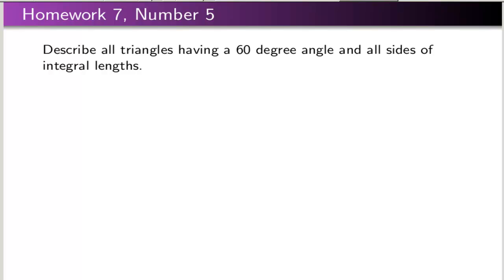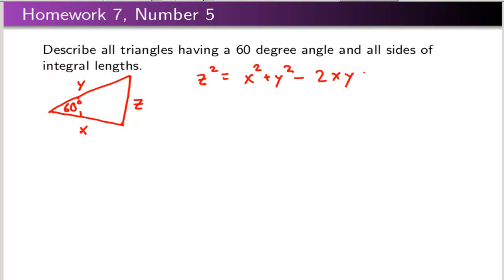Describe all triangles having a 60-degree angle and all sides of integral lengths. Okay, so they don't have to be right triangles, they just need a 60-degree angle here. Call the sides x, y, and z. And okay, so what type of equation do we get here? We have the law of cosines. So z squared is x squared plus y squared minus 2xy cosine of 60 degrees. Okay, so that's the equation we're looking at. And so proceed like we did in the previous two problems. Find the rational points. So I'm going to divide through by z squared.